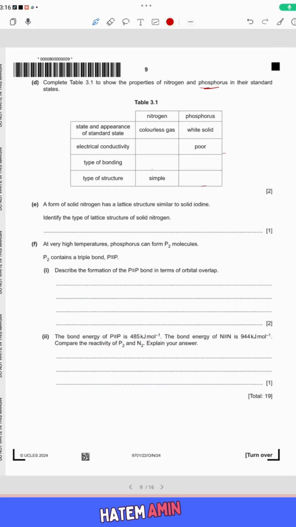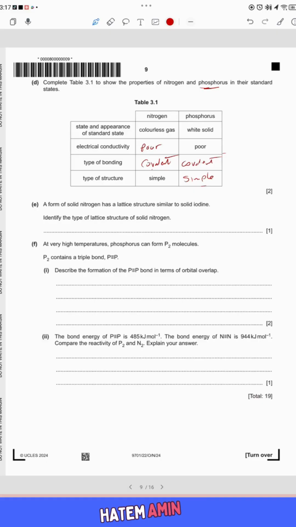Still in question number 3, in point D, complete this table about nitrogen and phosphorus, and these are the physical properties for both of them. The first is nitrogen, second is phosphorus, and the first point we should complete is the electrical conductivity. He told us phosphorus is poor, and nitrogen is also a poor conductor. Type of bonding: both are non-metals, so they are covalent bonding. The type of structure is simple for both, as we don't have a large or giant covalent compound. Both give a simple covalent compound.